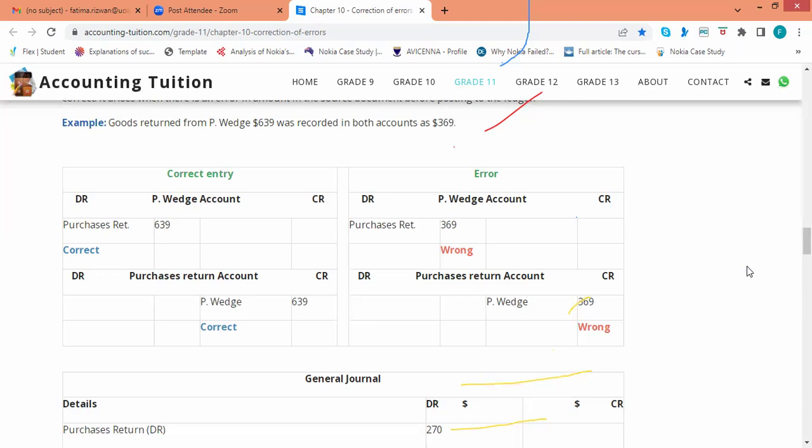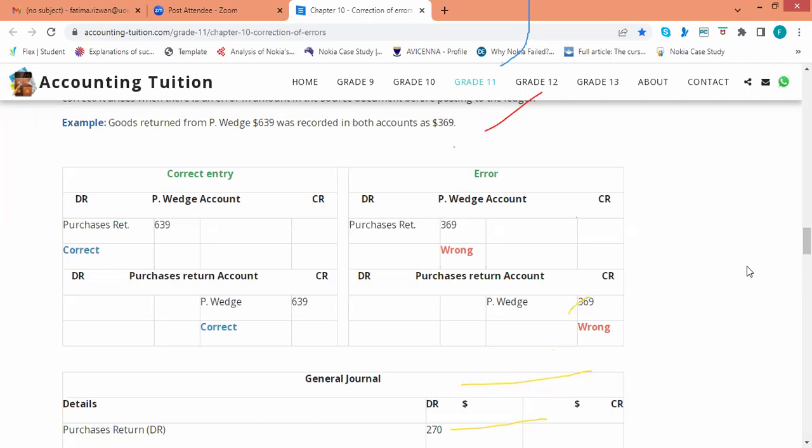Goods returned from P veg 639 was recorded in both accounts. It's a purchases return, and purchases returns are actually credited. Why are they credited? Because purchases are expenses, they are debited, and the opposite happens with purchases returns. Similarly, sales are credited because they are revenue, and if you have sales returns, they are debited.